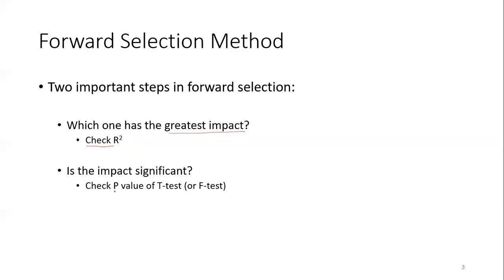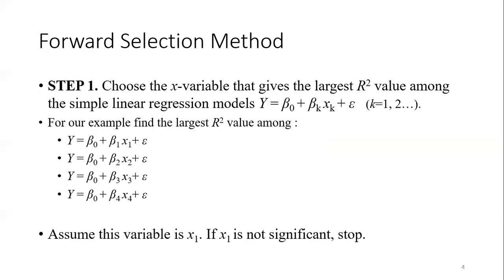What we do is check the p-value of the t-test. Remember, we have t-tests at each line, or we have the F-test in ANOVA, right? We check the p-value of this t-test. If it is significant, we say, okay, I can add this variable. So for example, let's start with step one.